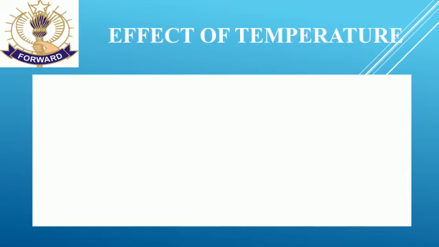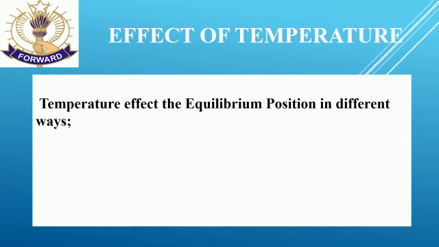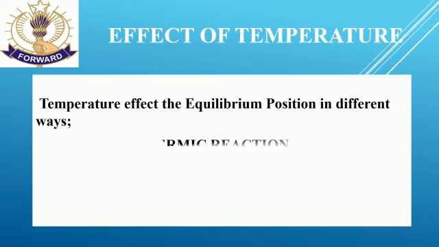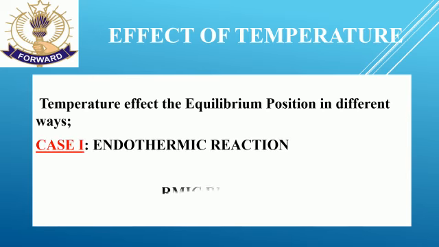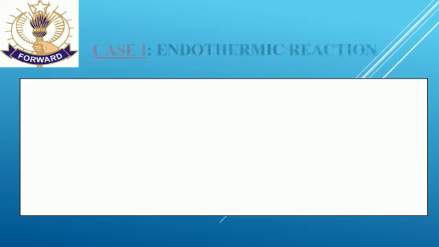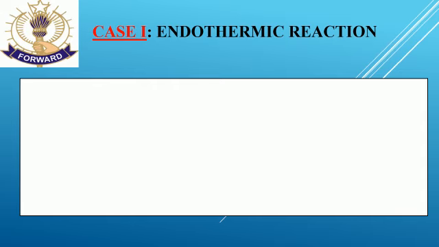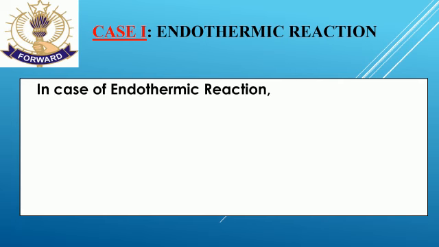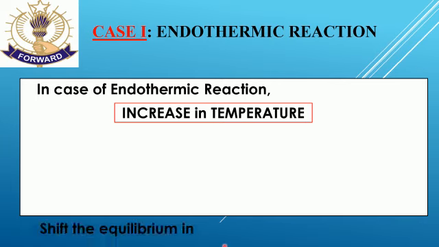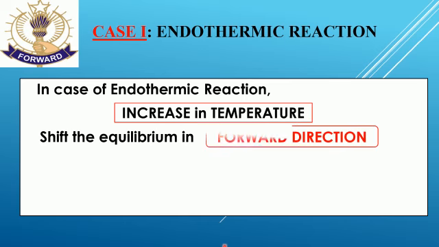Next, we have effect of temperature. Temperature affects the equilibrium position in two ways. Case 1, endothermic reaction, and we have exothermic reaction. Dear students, we will discuss case 1, that is endothermic reaction. In case of endothermic reaction, by increasing the temperature of a system will shift the equilibrium point towards forward direction.